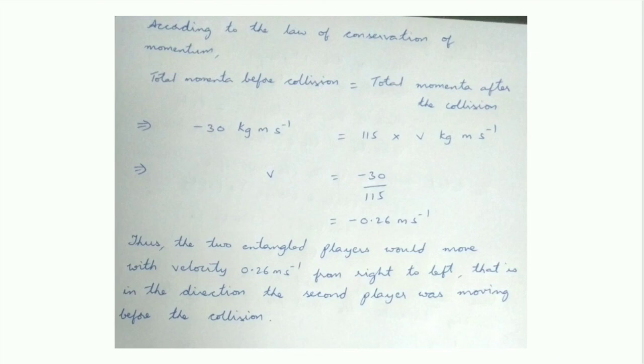This implies minus 30 kg meters per second equal to 115 into v kg meters per second. This gives us v equal to minus 30 upon 115, that is equal to minus 0.26 meters per second. Thus, the two entangled players would move with a velocity of 0.26 meters per second from right to left, that is, in the direction the second player was moving before the collision.